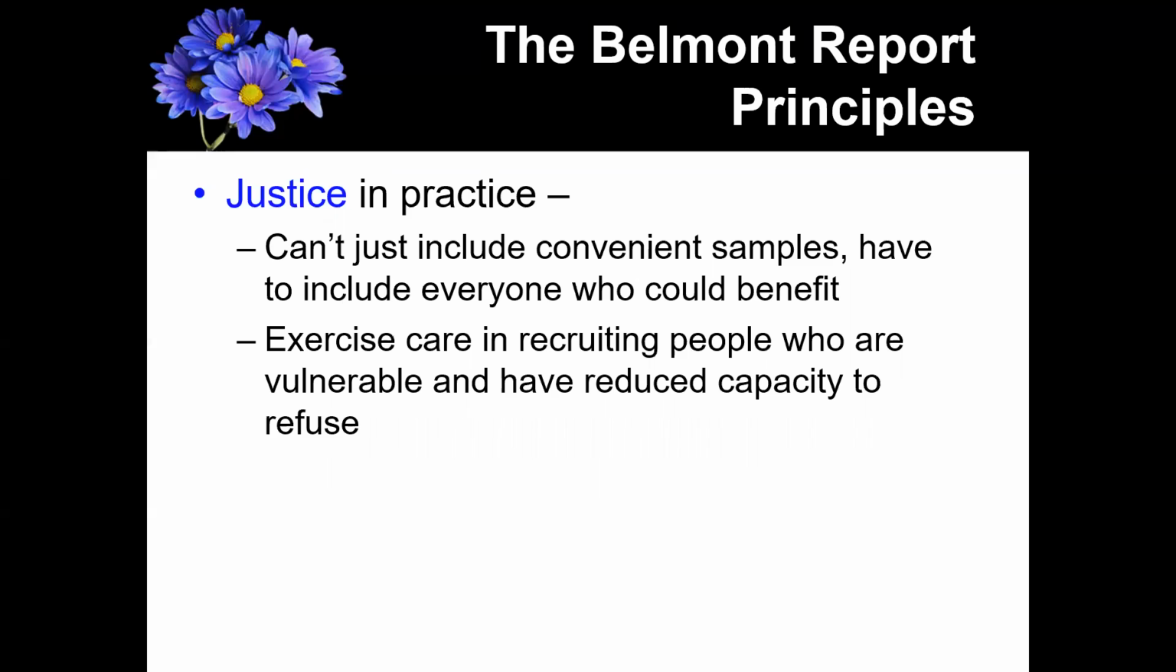So justice in practice, we can't just include convenient samples. I mean, a lot of times that does happen, but other people who want to do the study and can do the study should be allowed to do the study, like I just mentioned. And again, we have to exercise special care when recruiting people who are vulnerable and have reduced capacity to refuse. So children, and so on and so forth. Those with a mental disability, prisoners to some degree.